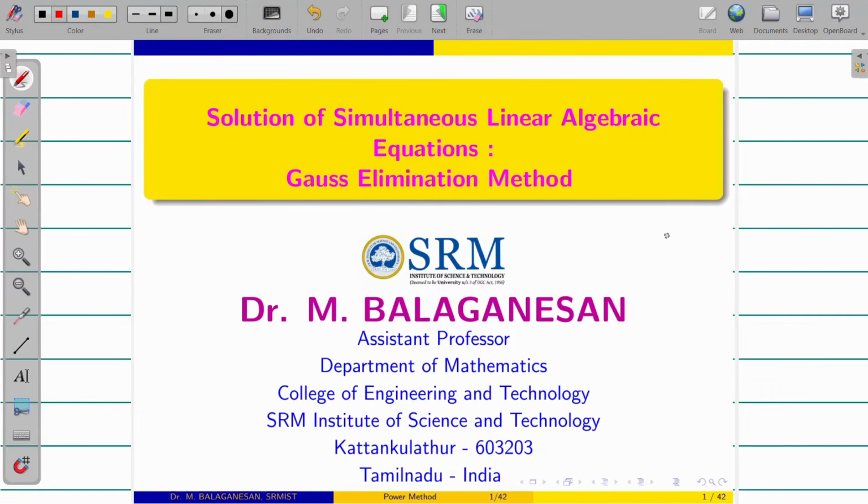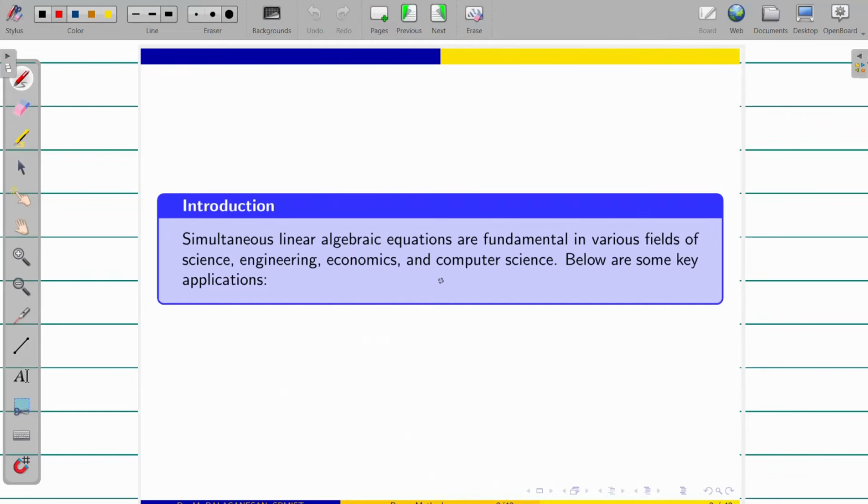In today's topic, we are going to discuss how to solve a system of simultaneous equations. There are two methods we have. One is the direct method, and the other is the iterative method. In the direct method, we have Gauss elimination, and in the iterative method, we have two concepts, two ways to get the solution: the Gauss-Jacobi and Gauss-Seidel methods.